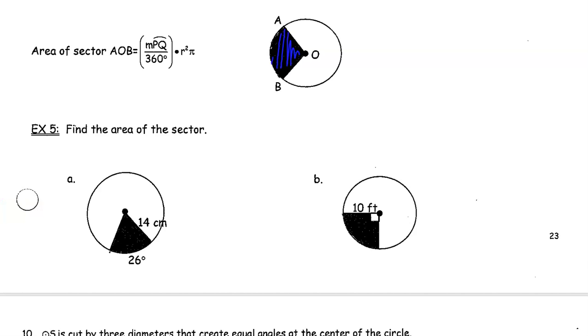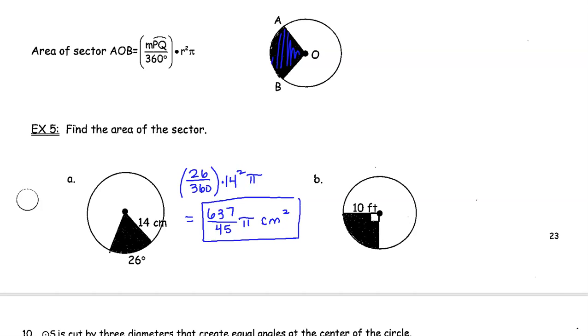So if we want to find the area of the sector on example 5a, well, our arc is 26. Our radius is 14. Okay, we multiply that out. Unfortunately, this is not a very nice one, but if you use the fraction key in your calculator, you're going to see 637 over 45 pi, and then it is an area, so we're going to use centimeters squared.